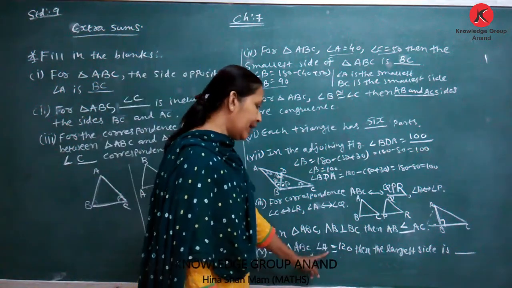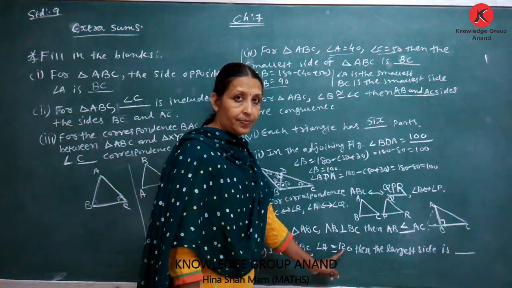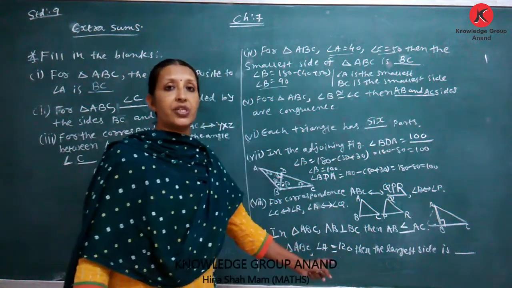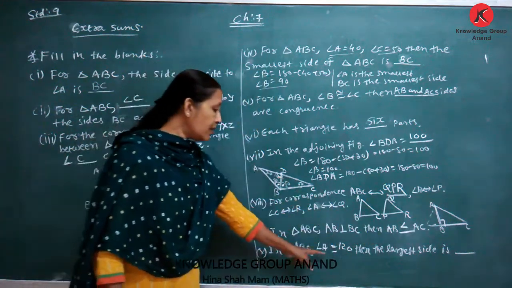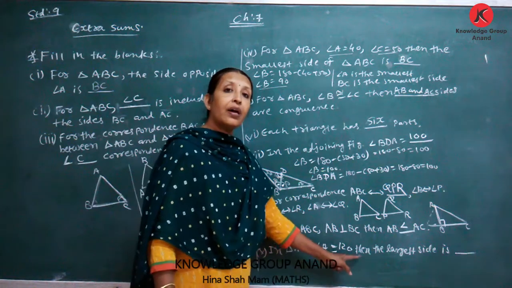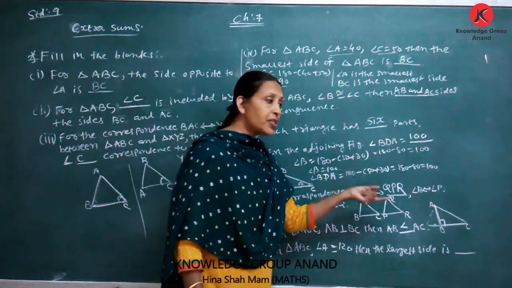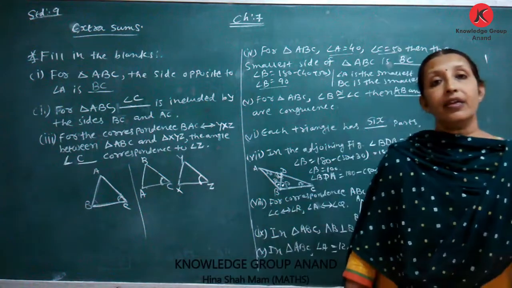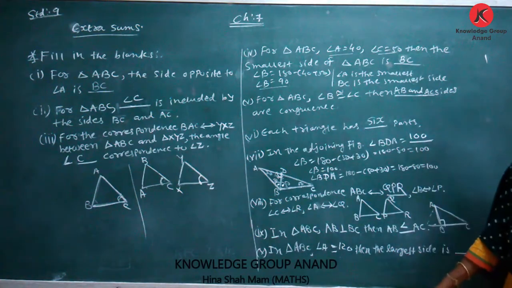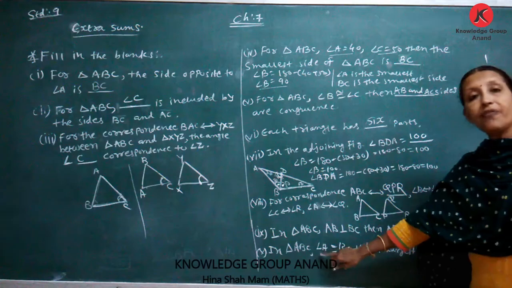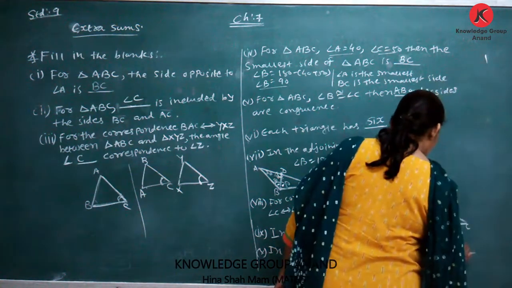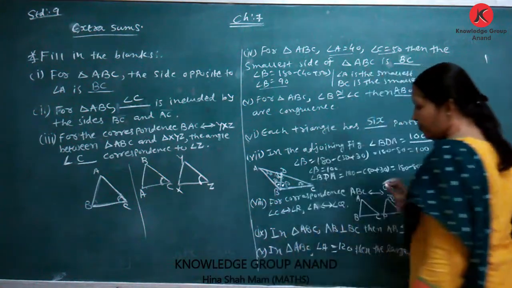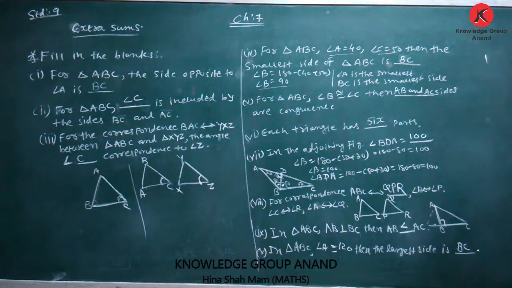In triangle ABC, angle A is equal to 120. Then B plus C is equal to 60. Then the largest side. Which is the largest angle? The largest angle is 120, angle A. Then its opposite side is also largest. Opposite side of angle A is equal to BC. Then the largest side is BC. Now we complete our chapter number 7.